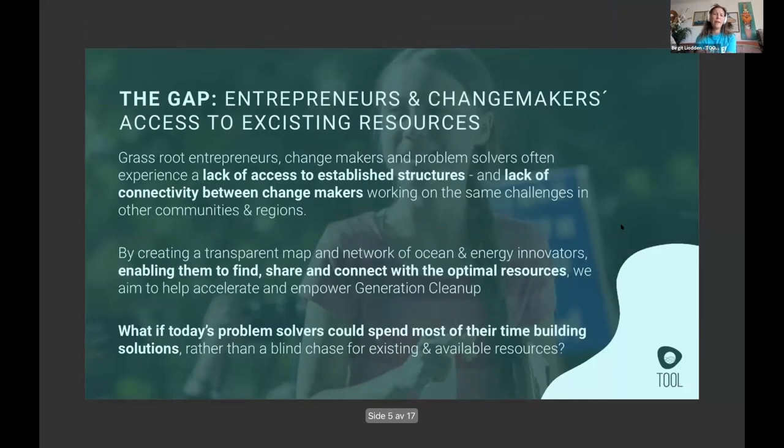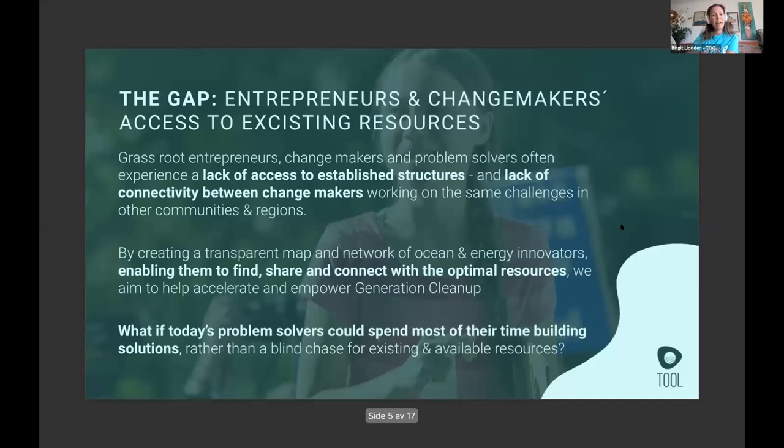There is a huge and critical gap, and that is the entrepreneurs' and changemakers' access to existing resources. The problem is not that the resources aren't there, but the grassroots entrepreneurs, changemakers, and problem solvers very often live in different worlds than the big corporates and the players who have the resources. So we see that they experience a lack of access to the established structures and a lack of connectivity among themselves when it's a question of change makers working on the same challenges but in other communities and regions.